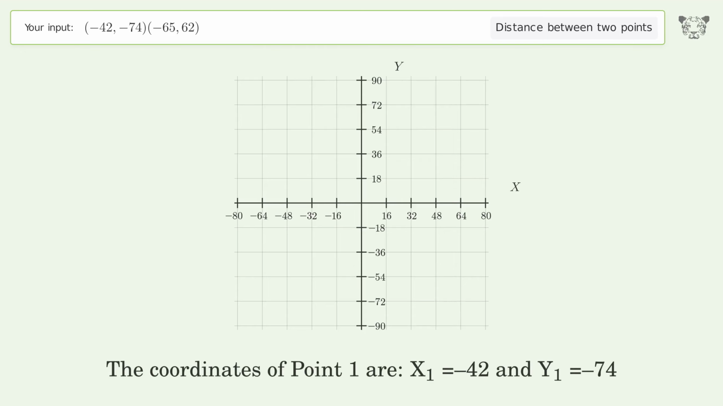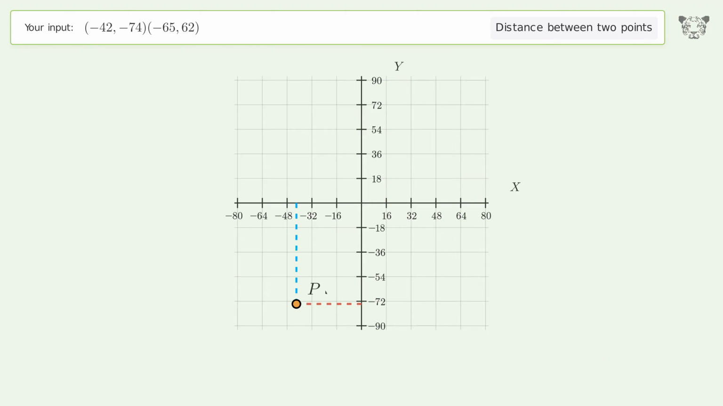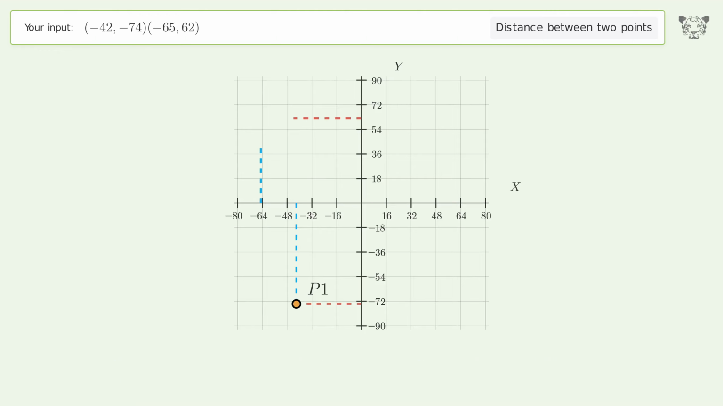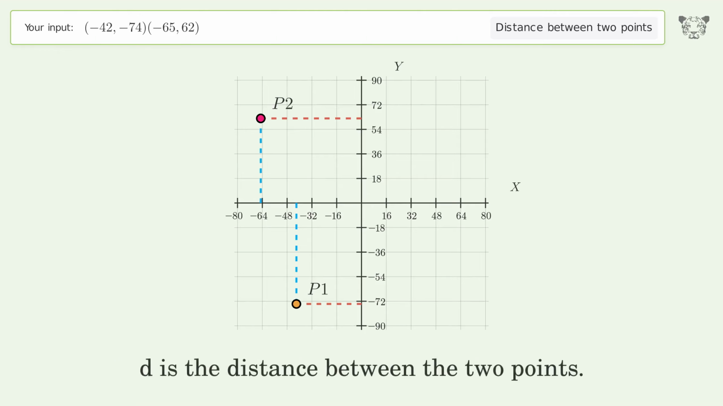The coordinates of point 1 are x1 equals -42 and y1 equals -74. The coordinates of point 2 are x2 equals -65 and y2 equals 62. D is the distance between the 2 points.